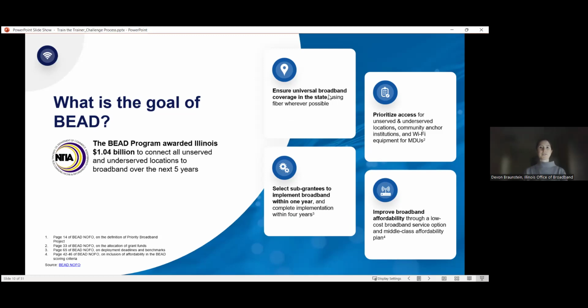So the idea is universal broadband coverage across the state using fiber wherever possible, prioritizing access for unserved and underserved locations, but also as funding allows, helping community anchor institutions like schools, libraries, certain local service organizations get connection to gig service, which is over 1,000 megabits per second. And then MDUs as well, so those multi-dwelling units. The program requires some kind of low-cost broadband service option, as well as Illinois is looking at a middle-class affordability plan. And then there's a requirement to go through a sub-grantee selection process within 1 year. So we'll have 1 year to put out a solicitation, and then an additional 4 years to actually implement that infrastructure.